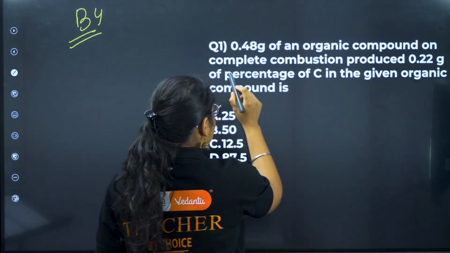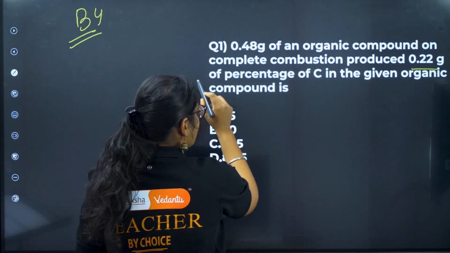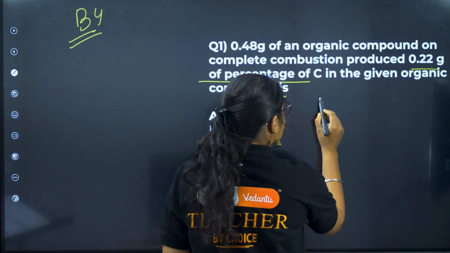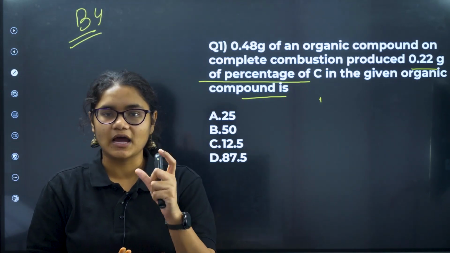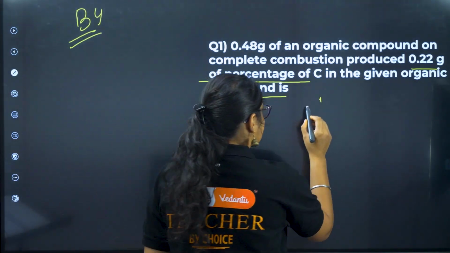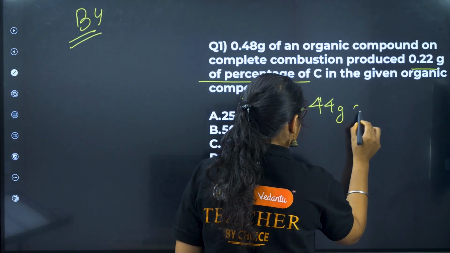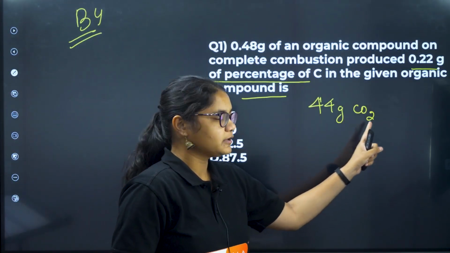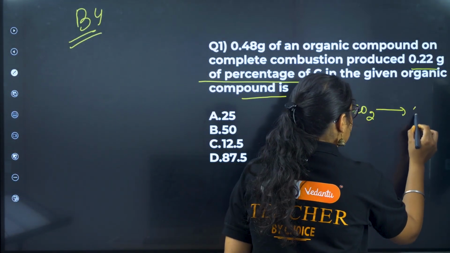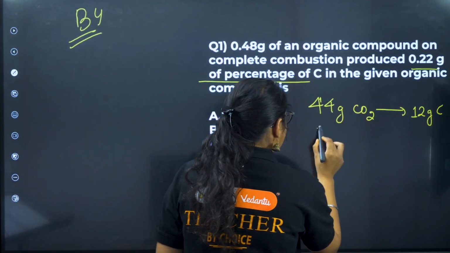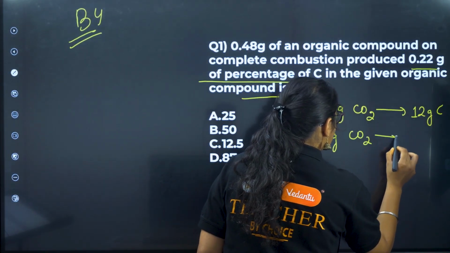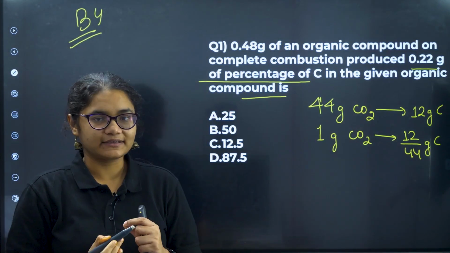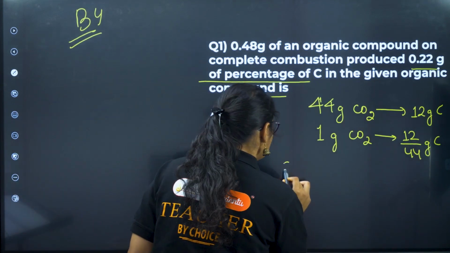0.48 gram of an organic compound on complete combustion produces 0.22 gram of carbon dioxide. The percentage of carbon in the given organic compound is, okay. Whenever you do any combustion, carbon dioxide is a byproduct, right? So if 44 gram of CO2 is produced, that is the molar mass of carbon dioxide, right? In every 44 gram of carbon dioxide produced, 12 gram is carbon. So in 1 gram of CO2, it will be 12 by 44 gram of carbon. Now in the question, how much carbon dioxide is produced? 0.22 gram.